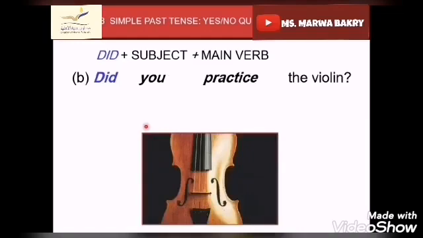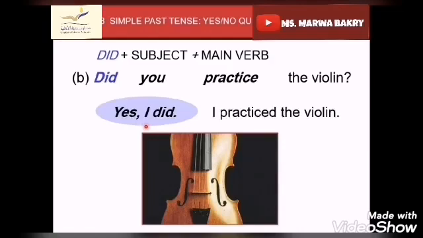Did you practice the violin? Yes, I did. Yes, I did here means that I practiced the violin. Take care, my students. Here in the question, we use the infinitive form of the verb with did. But in the answer, we put the verb in the past form. Add ed to the verb. This verb ends with e, so only add d. Practiced.